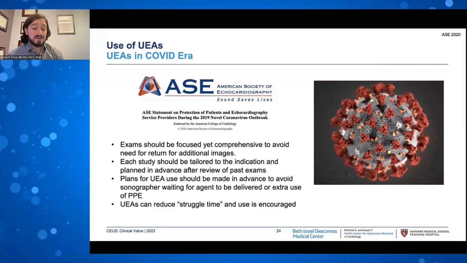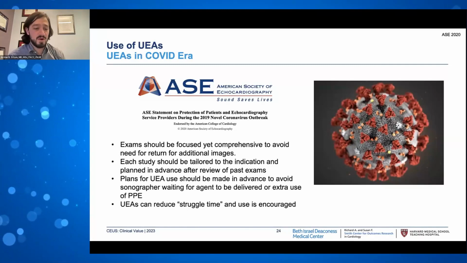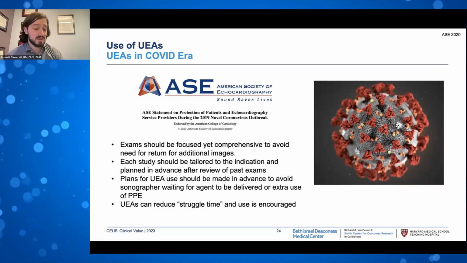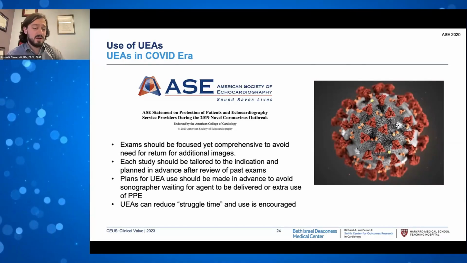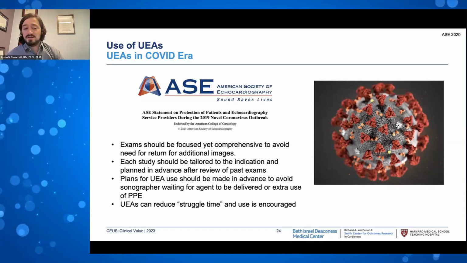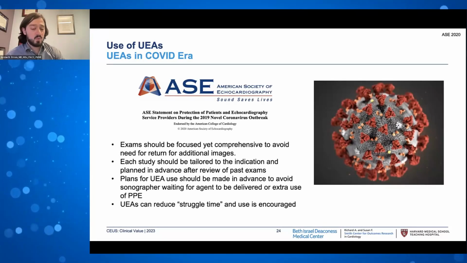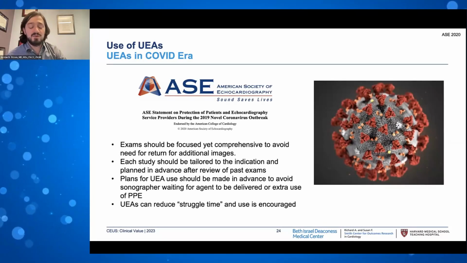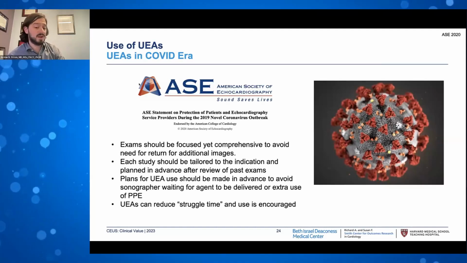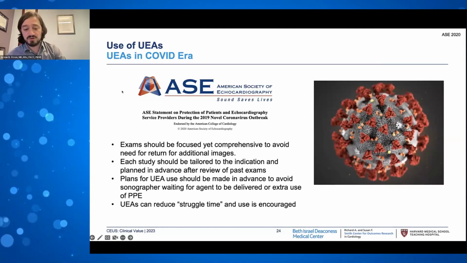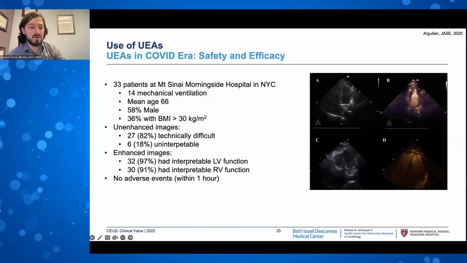Plans for ultrasound enhancing agents should be made in advance to avoid the sonographer waiting for an agent to be delivered or extra use of PPE. And key here is that ultrasound enhancing agents were preferred and used because they can reduce the scan time to obtain adequate quality images and thus reduce the exposure. So the use is overall encouraged.